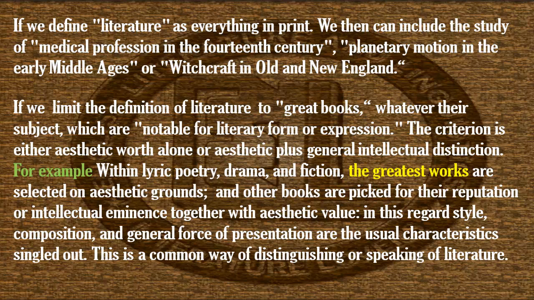Now, if we limit the definition of literature to great books, what are their subjects? Those books which are notable for literary form or expression, then the criterion is either aesthetic work alone or aesthetic plus general intellectual distinction. For example, in lyric poetry, drama and fiction, the greatest works are selected on aesthetic grounds. But in other books, their reputation or intellectual eminence together with aesthetic value is regarded. In this regard, style, composition, and general powers of presentation are the usual characteristics singled out. This is a common way of distinguishing or speaking of literature.